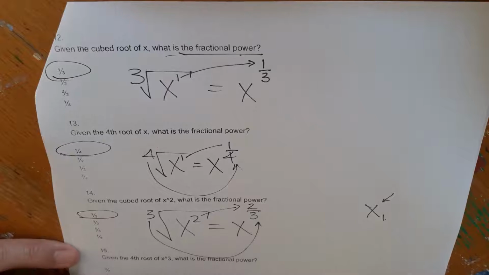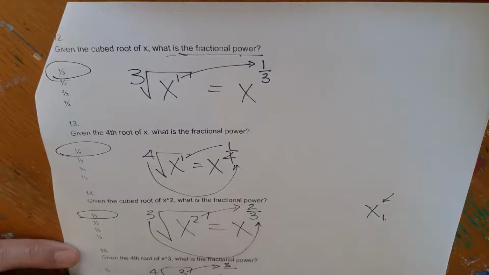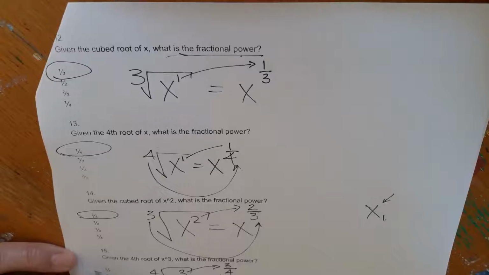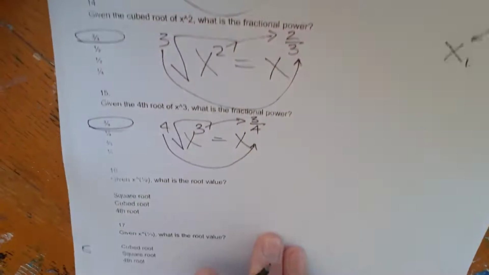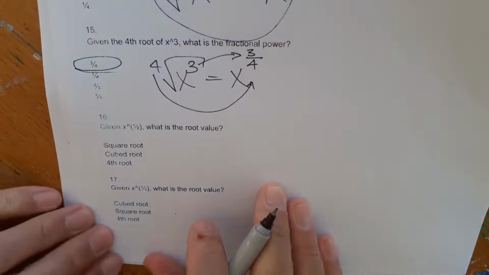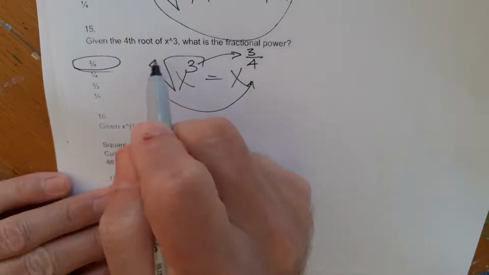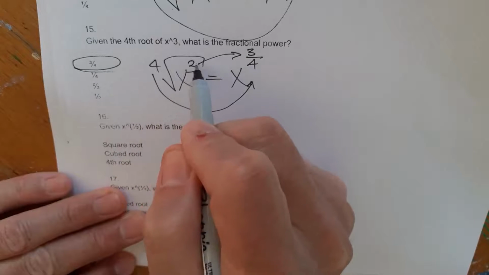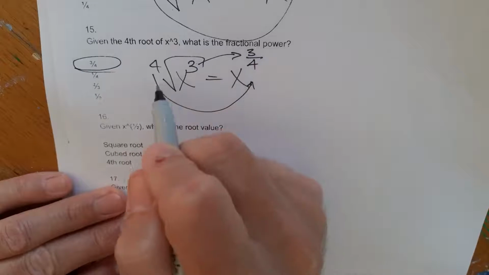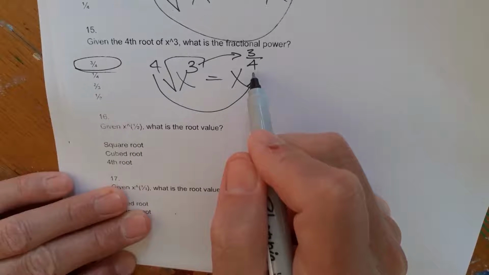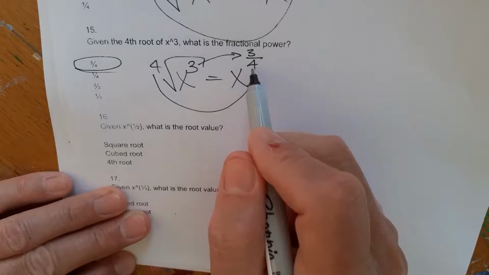Given the fourth root of x cubed, what's the fractional power? This goes up into the numerator, 3, and the root value goes into the denominator. Oh, I'm so sorry. Just keep writing away. Let's do that one again. Given the fourth root of x cubed, so here's x cubed and the fourth root of it. The power goes into the numerator. The root value goes into the denominator, and this becomes x to the 3/4 power.